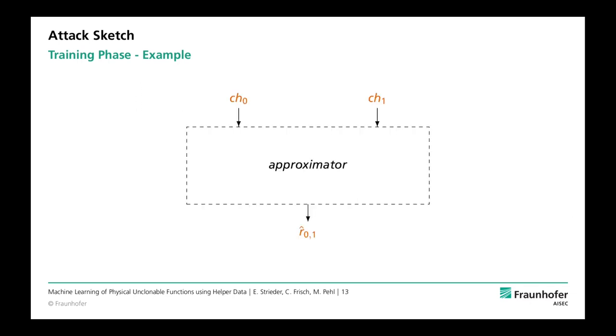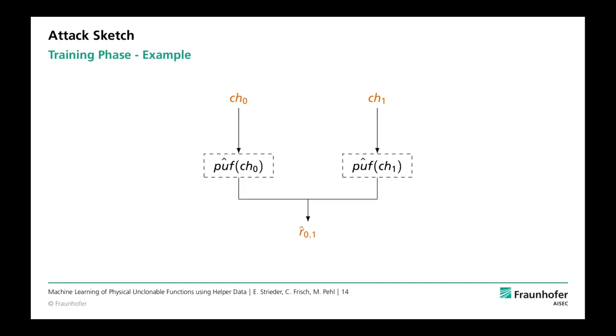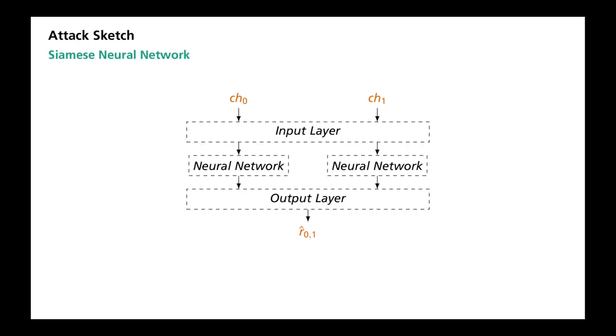The next step is to find an approximator which infers, by examples, a mapping between challenge pairs and the result of our XOR equations. Since in the fuzzy commitment scheme, both challenges are fed into the same path instance, we can specify the approximator further. In the presented case of the repetition code, the approximator has to approximate the same path instance twice. This construction of an internally cloned approximator instance can be modeled by a Siamese neural network.